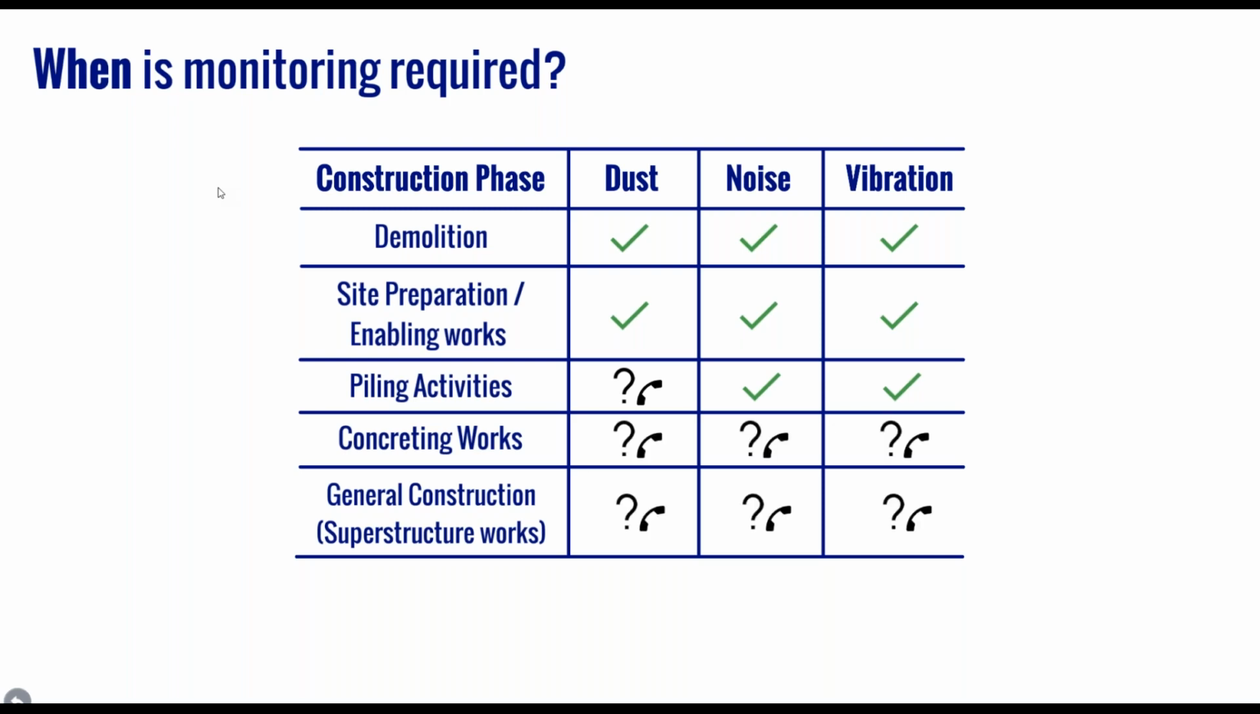Often construction emissions typically reduce once the piling works are completed, and therefore concreting works and general construction activities don't typically generate as much emissions as the earlier phases of work, as there's less reliance on the use of heavy machinery and impact power tools. Furthermore, as the superstructure works progress, the buildings themselves can provide a degree of screening to nearby sensitive receptors.